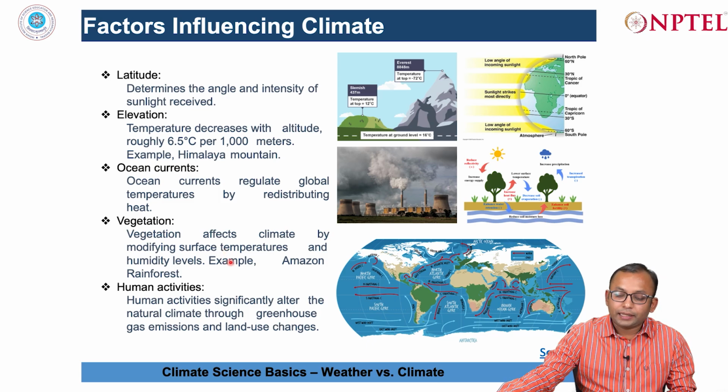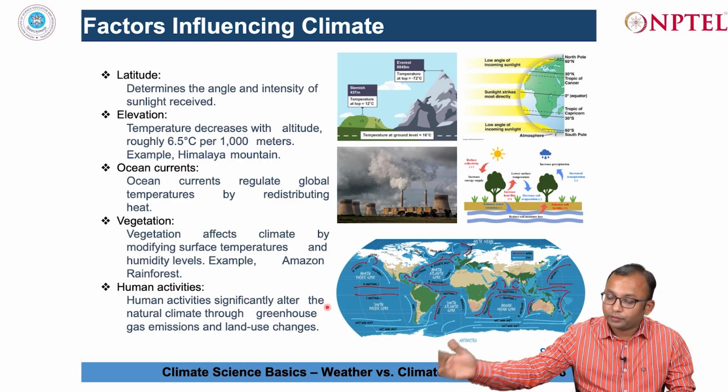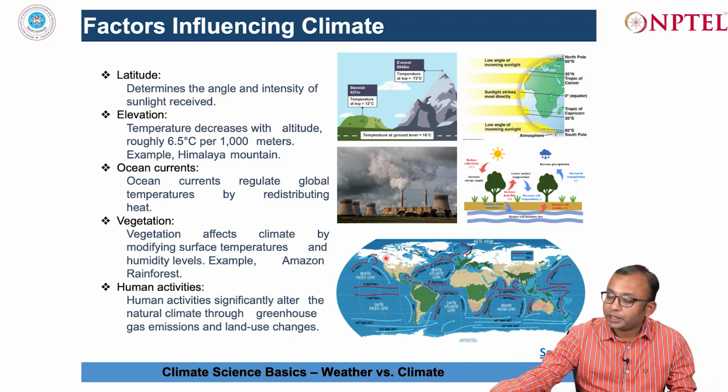Then another important point is human activities, which can significantly alter the natural climate through greenhouse gas emissions, and can also lead to land use and land cover change, which can change the overall energy budget, water partitioning, or the overall hydrological behavior of one particular system. Therefore, human activities are also a very important factor influencing the climate of one particular region, and they have the potential to change its behavior compared to baseline conditions.